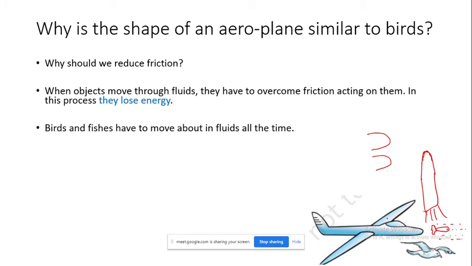Now aeroplanes, their shape is similar to a bird because birds are always flying in nature. So we have always seen that there is no problem with the birds flying in the atmosphere. So then they concluded that this shape is something which reduces fluid friction a lot. So that's why we arrived at this shape for an aeroplane. Okay. So did you understand what I was telling?